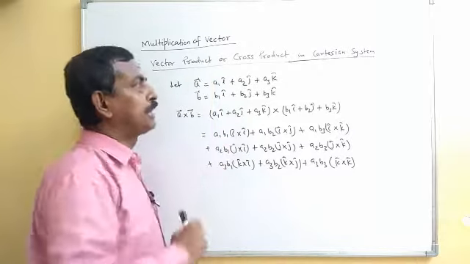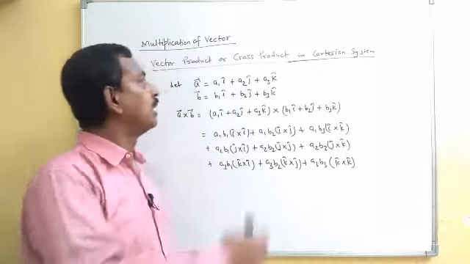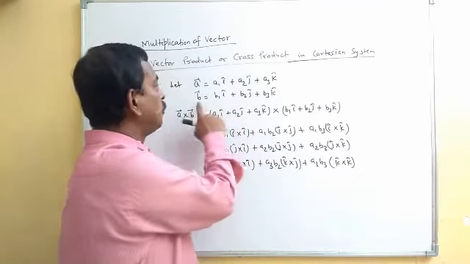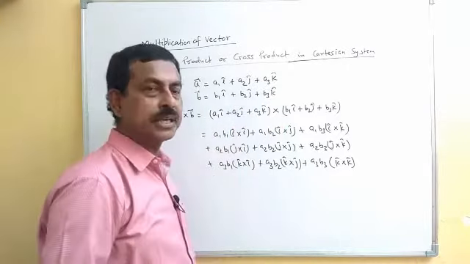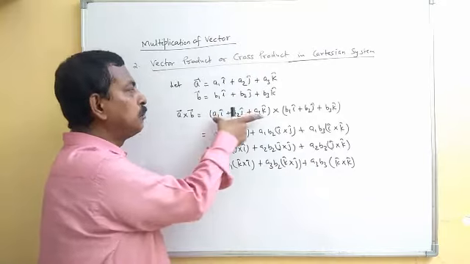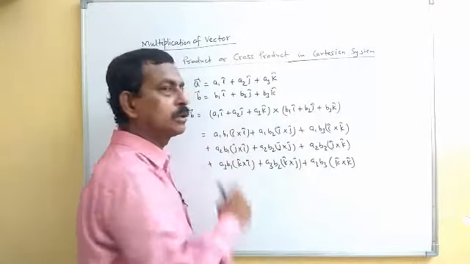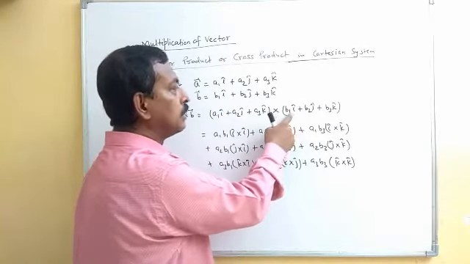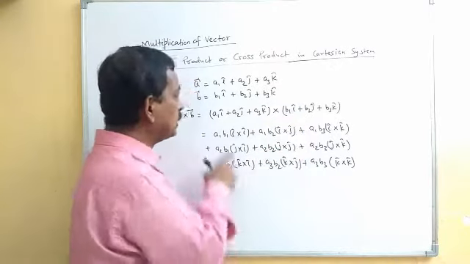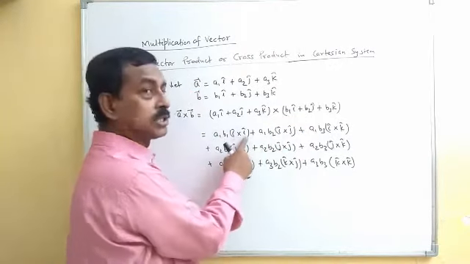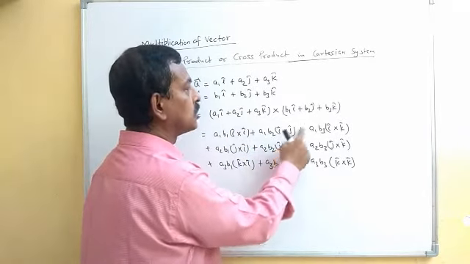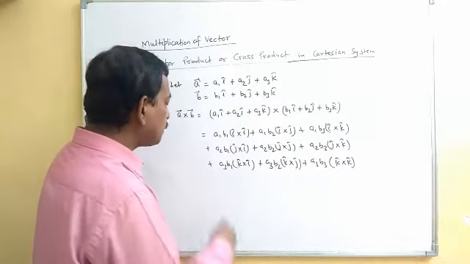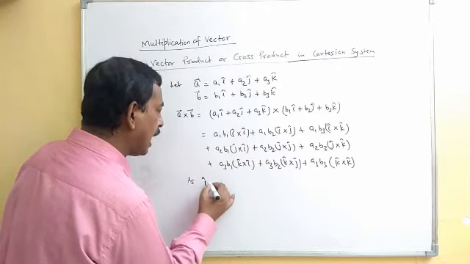Suppose we want to find cross product in Cartesian system. So if vector A is given as A1 i plus A2 j plus A3 k, and vector B is B1 i plus B2 j plus B3 k. If you have to take A cross B, we'll simply write vector A and vector B and take their cross product. After that, when you expand it, it is A1 i multiplied by B1 i, then B2 j, B3 k. So we have written A1 B1 i cross i, A1 B2 i cross j, A1 B3 i cross k, like that.